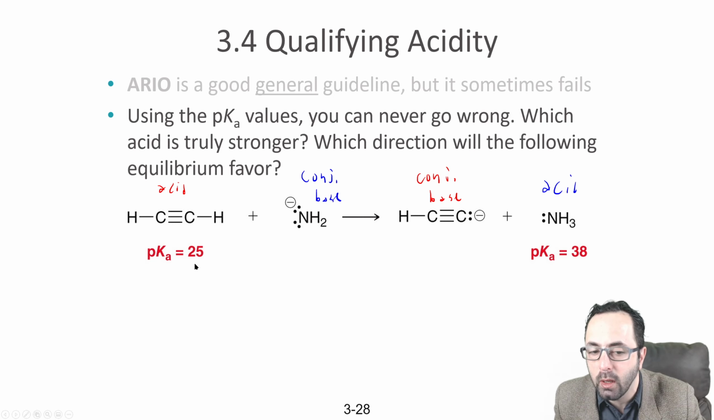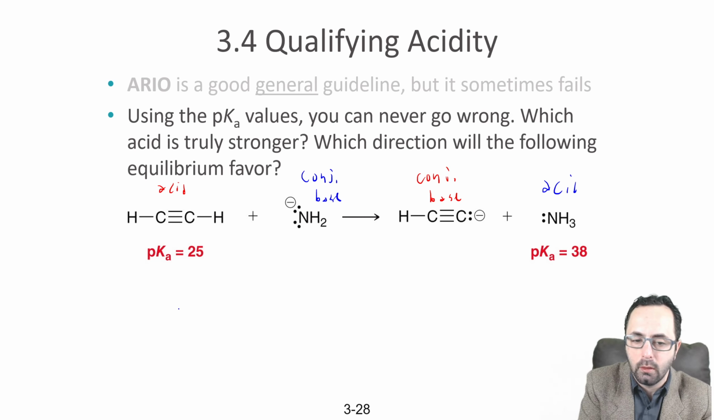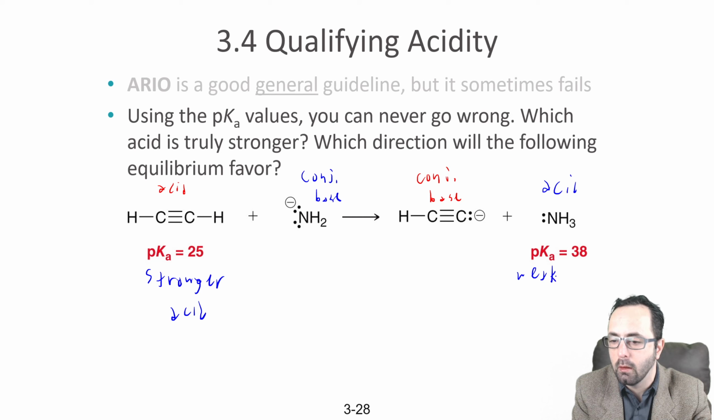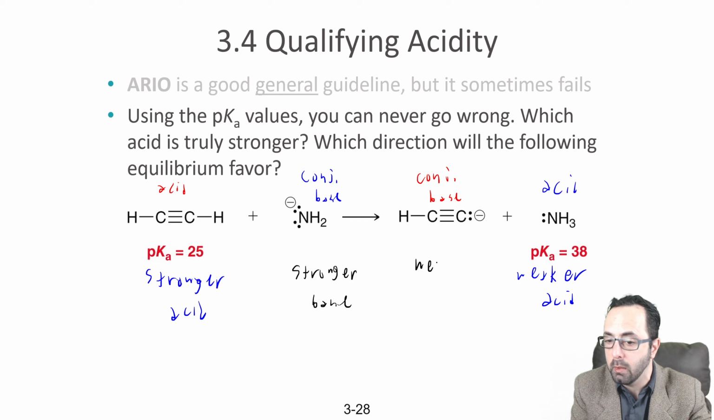And here, if we compare the pKa's, we see that the pKa of the acetylene is lower than that of the ammonia. Therefore, this reaction is going to go from the stronger acid to the weaker acid. Relatively speaking, we can say things about the bases too. This would be the stronger base relative to this base here. This would be the weaker base.